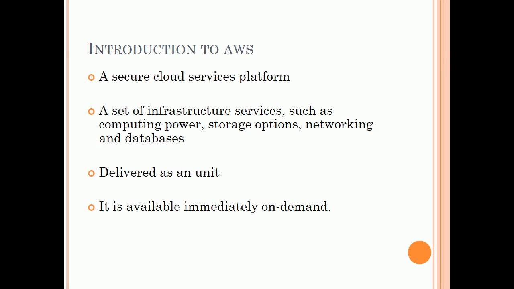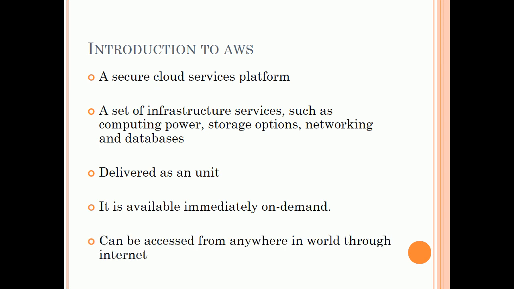The way this works is Amazon has data centers spread throughout the world. These data centers consist of racks of data spaces, storage devices, routers, servers, all booted up and ready to use. So when we request access to these services from AWS, it is immediately available to us. We can access all these services from anywhere in the world through the internet.